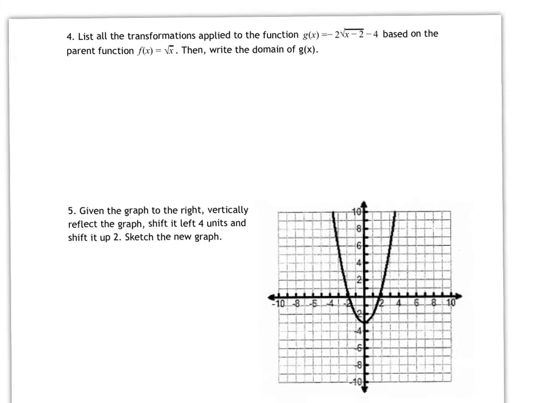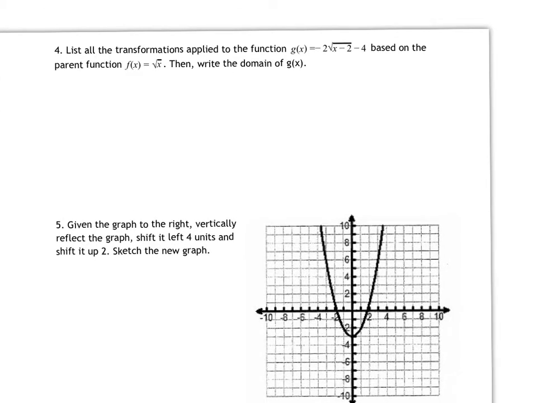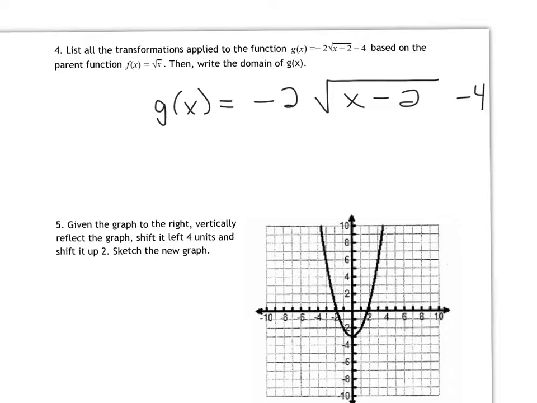Okay, number 4 is going to discuss: list the transformations applied to the function g of x equals negative 2 square root of x minus 2, minus 4, from the parent function square root x. And then write the domain. So what I'm going to first do is write this really large. g of x equals negative 2 square root of x minus 2 minus 4.